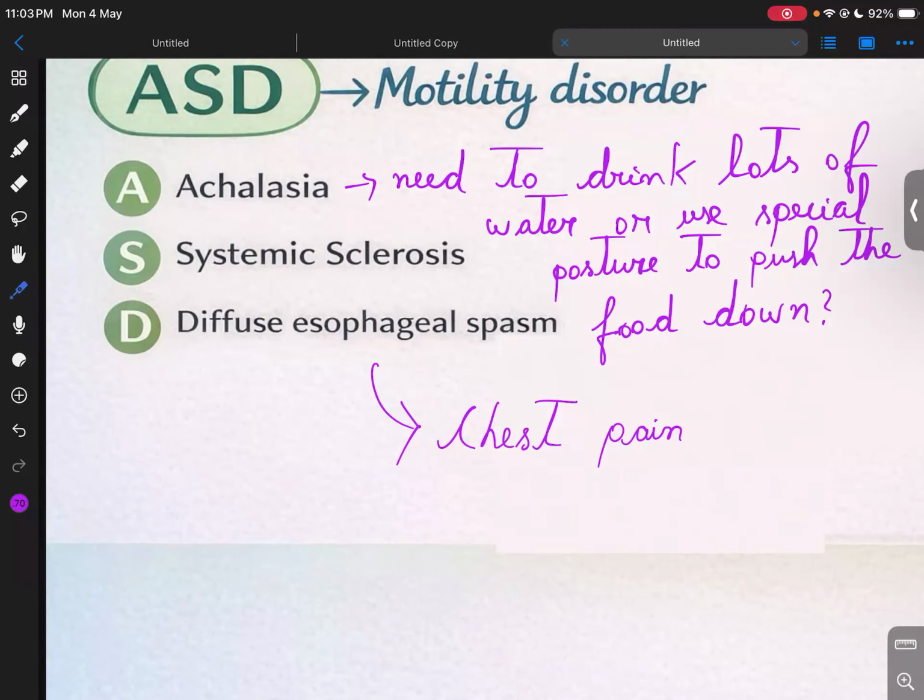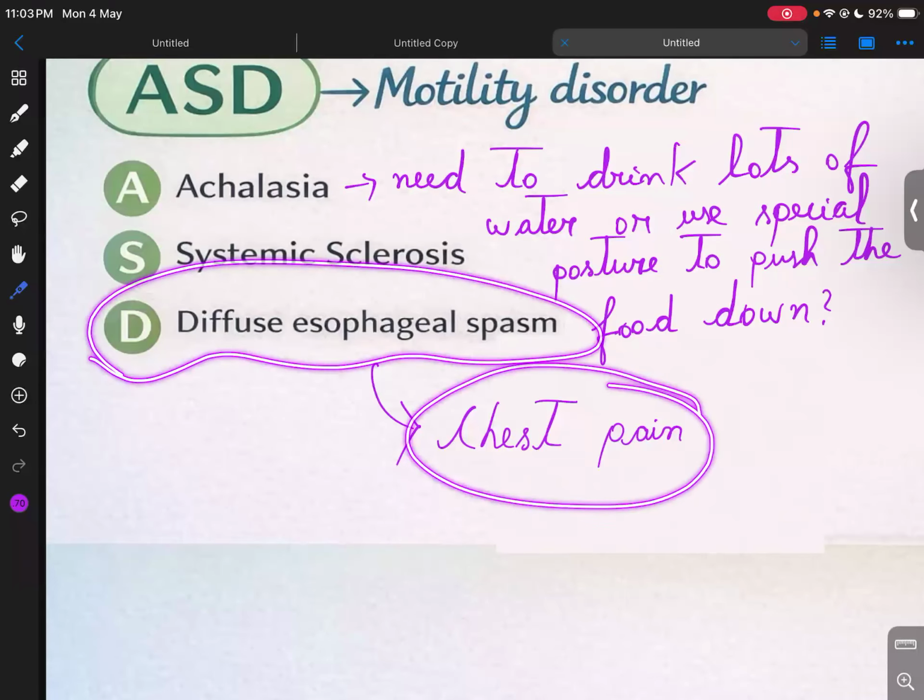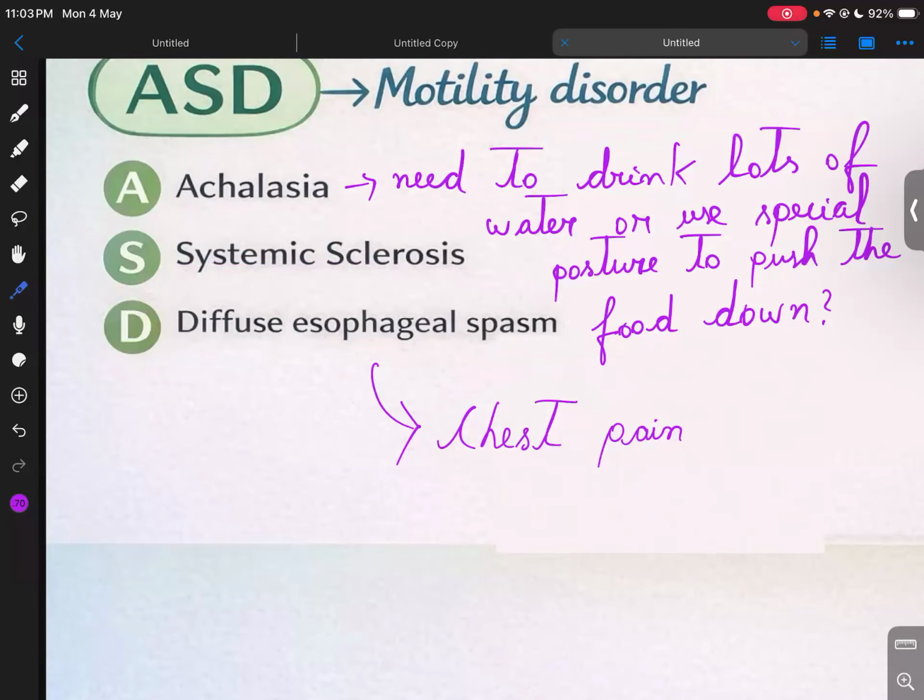But you can mention the DD of chest pain as diffuse esophageal spasm. But at the same time, you have to tell the point that goes against it, that there is no swallowing difficulty. Did you get this point, doctor?